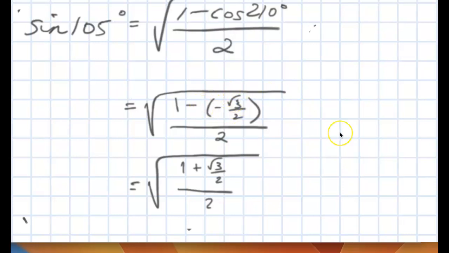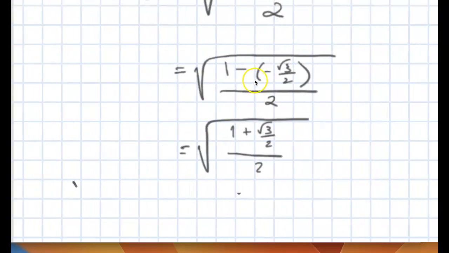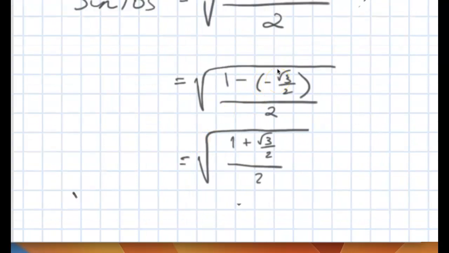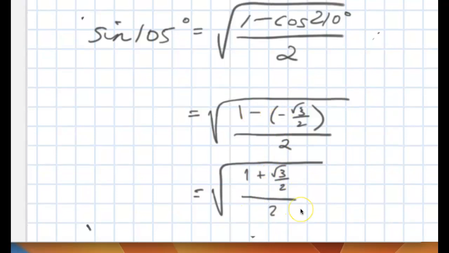Why negative root 3 over 2? Well, that's because of the diagram I drew over here, right? 210 is a third quadrant angle, and so we have to have a negative root 3 over 2 for the cosine. Now it is a subtraction of a negative, so I have 1 plus root 3 over 2 in the top. And all of that divided by 2.